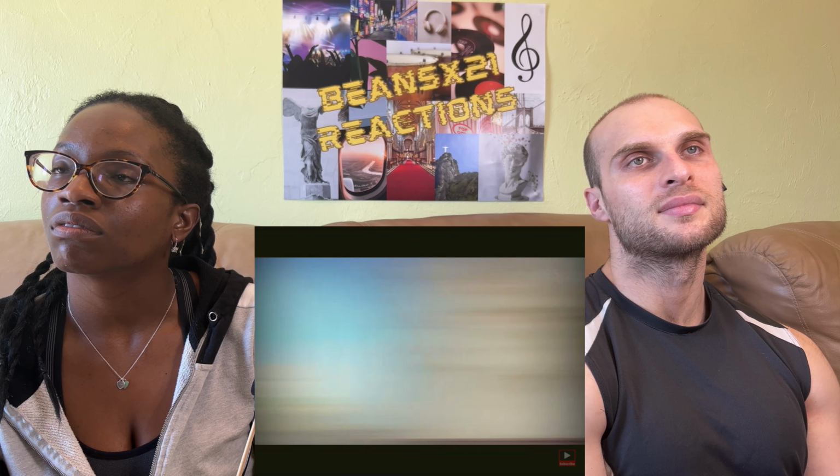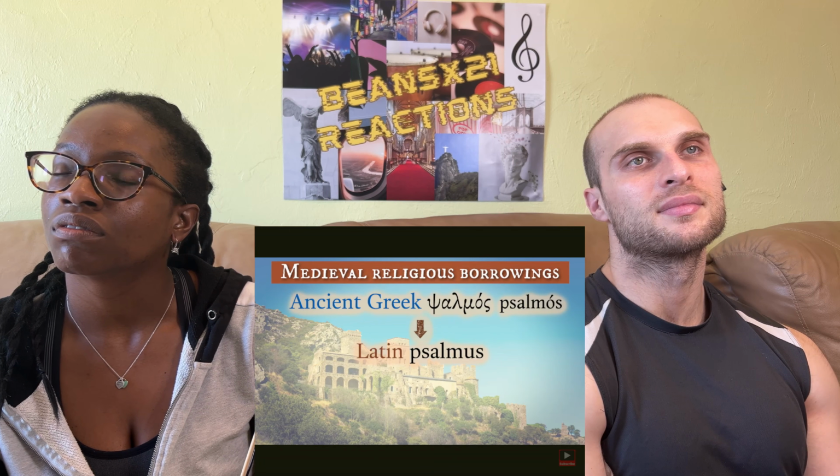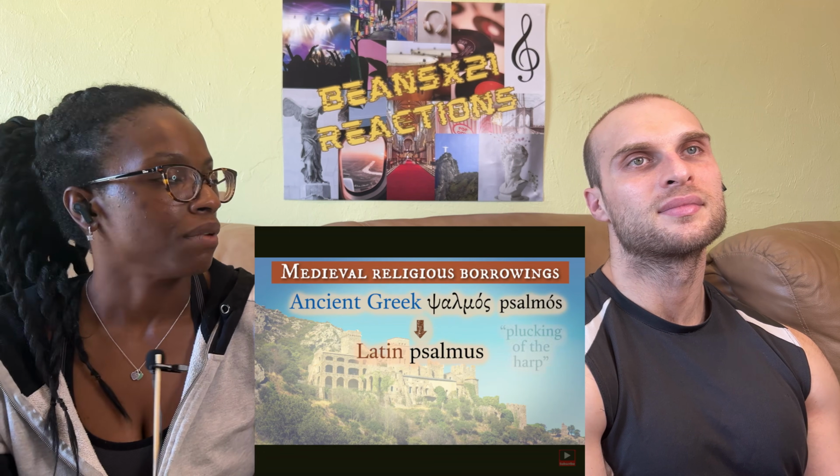Greek words continued to make their way into Latin. Most educated Europeans read Latin and not Greek, so Greek ideas and vocabulary often reached them through Latin translations, some ancient and some new. Some of these words were of a religious nature, since Latin was the language of the Catholic Church. For example, Latin psalmus, from ancient Greek psalmos, meaning plucking of the harp or a song played on the harp.